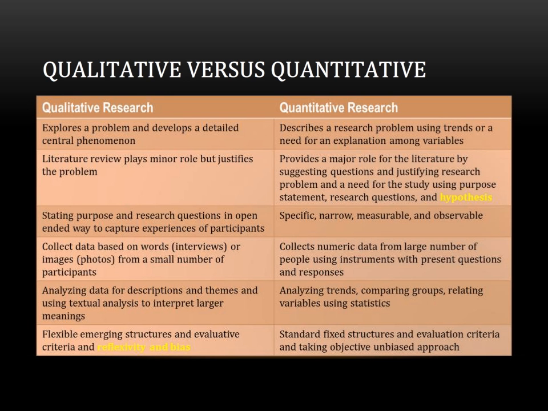At a basic level, there are several important distinctions between quantitative and qualitative studies. For qualitative research, typically the idea is that it explores a problem or develops a detailed central phenomenon or lived experience. The literature review, which is that evaluation of former studies, tends to play a minor role but justifies the overall problem included in the research. Next, stating a purpose and research questions is more open-ended. This is in order to capture the experiences of participants.